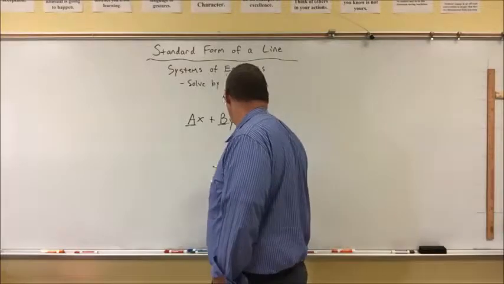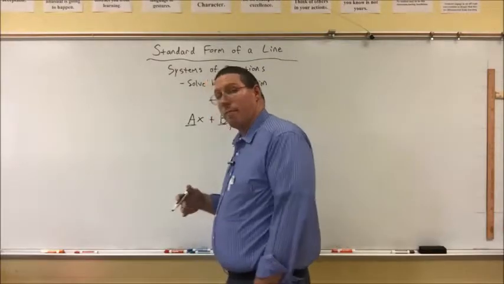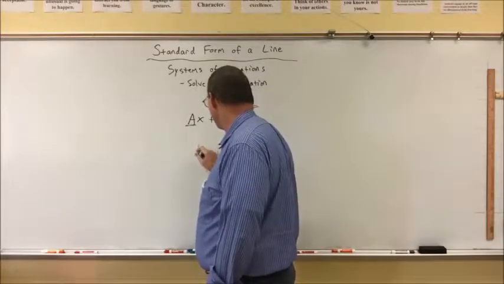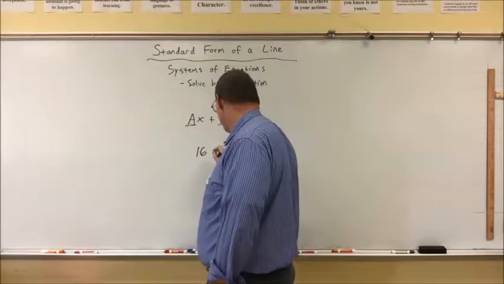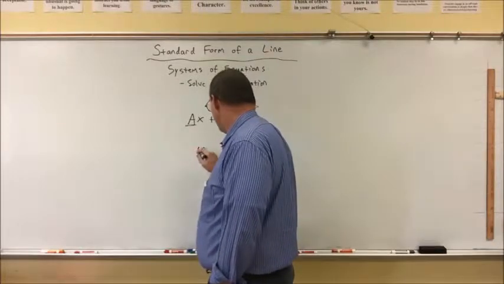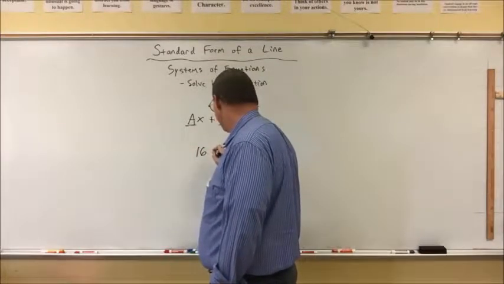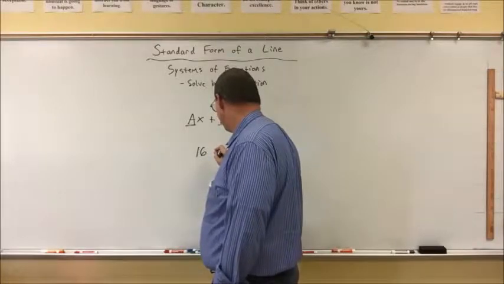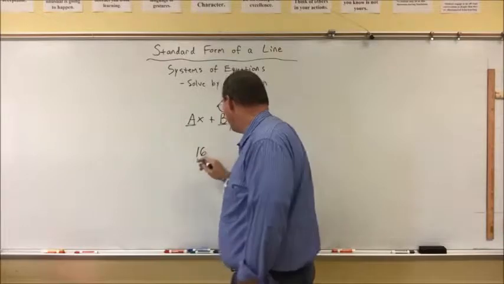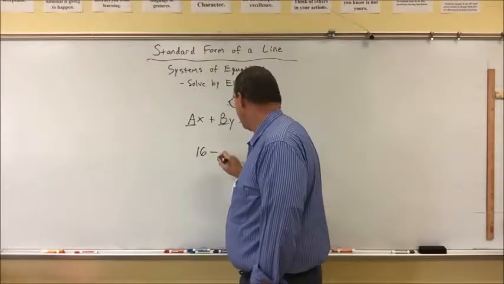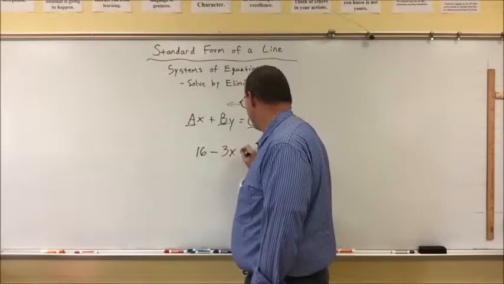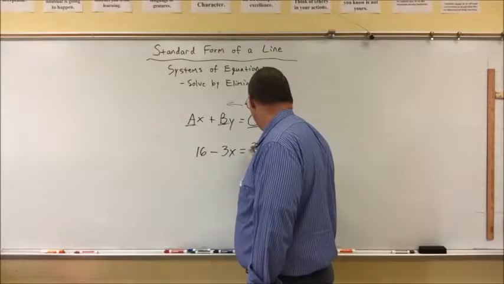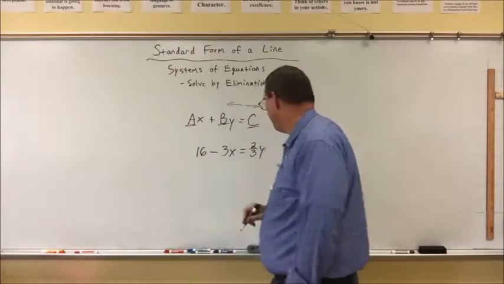Let's say that it's not slope-intercept form, it's just in some weird order. Let's say we have 16 minus 3x is equal to 2/3 y. Okay?